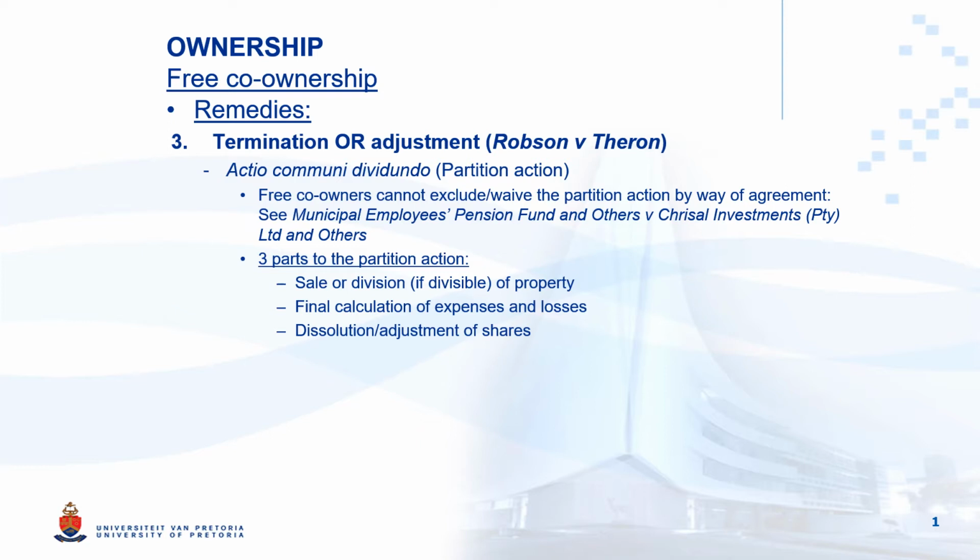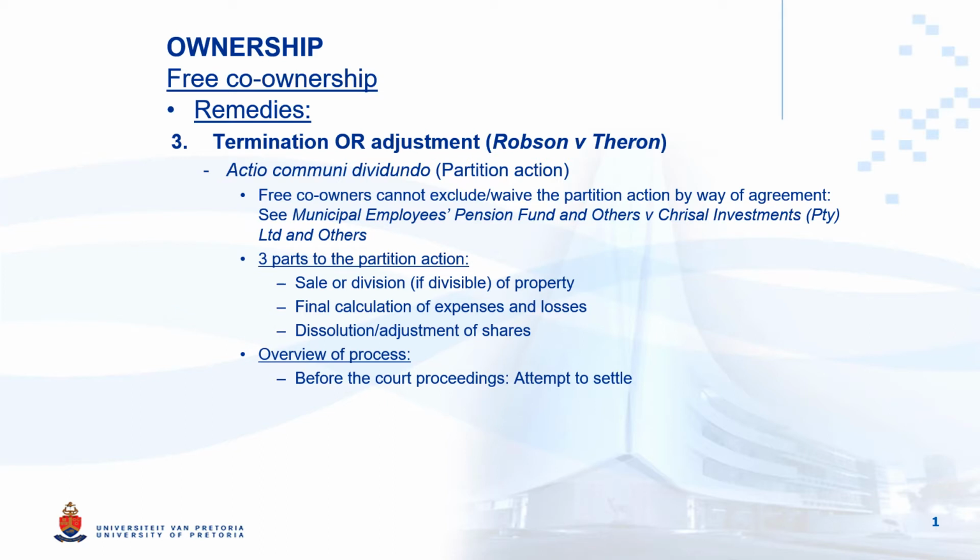Now, before unpacking these three aspects of the actio communi dividendo, let me first take you through an overview of the process and steps that accompanies a partition action, in other words, that accompanies the actio communi dividendo. Now, before the parties approach the court with the actio communi dividendo, the parties must first attempt to come to an agreement as to how they want to terminate the co-ownership or as to how they want to adjust the co-ownership shares. This obviously depends on what they want. Do they want to terminate or do they want to adjust?